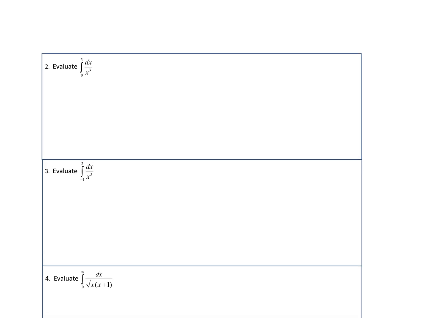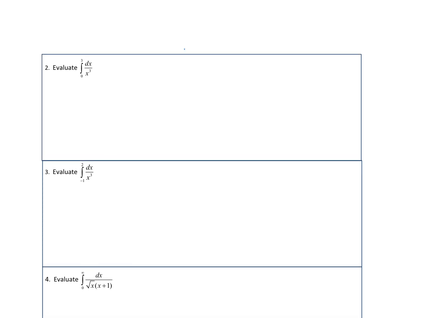For this one, I'm looking at the function. Again, my vertical asymptote here is x equals 0. So we need to do a limit as a goes to 0 from the right-hand side. We go from a to 3, and this is x to the negative 3 dx. We raise it up by 1. So I get x to the negative 2, divide by the new power, and I have my bounds.